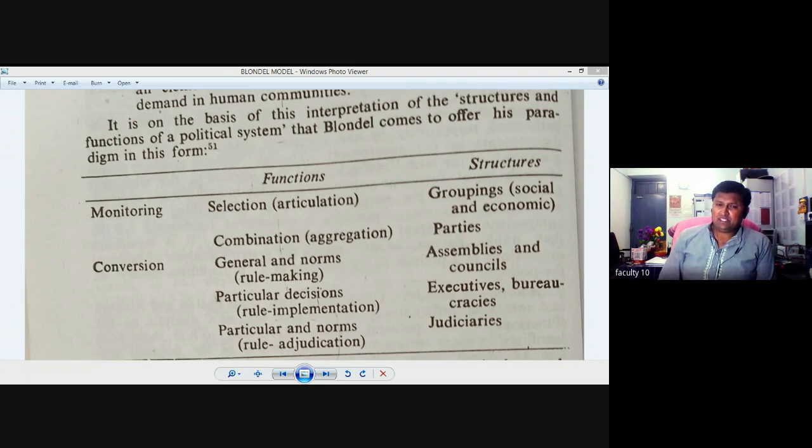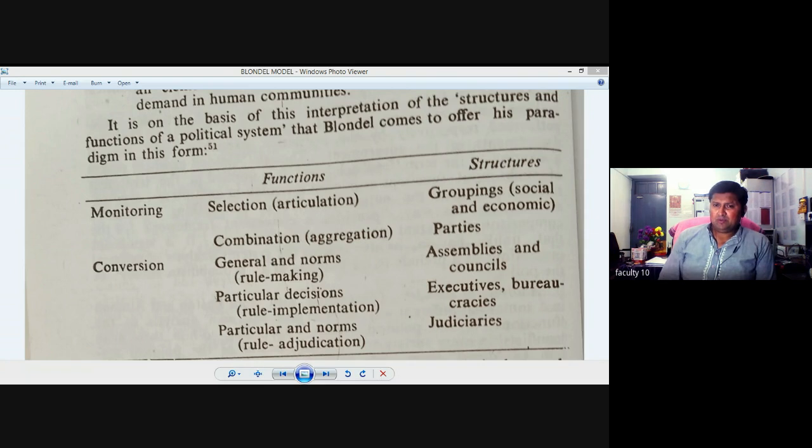Again, at the output level, you can see how structures like assemblies and councils make the rules. Rule making is by the assembly and council, and the executive and bureaucracy implement those rules, and the judiciary adjudicates these rules.